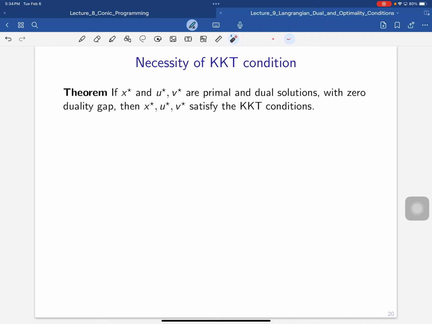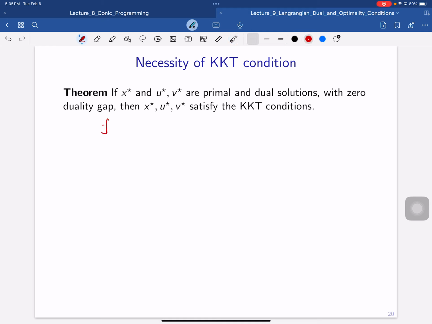In other words, when we say there's 0 duality gap, meaning that they are optimal, right? Since the dual is always a lower bound of the primal, if they have 0 duality gap, then that means they are primal and dual optimal. Then if those are primal and dual optimal, they must satisfy the KKT conditions. So let's show why this is true.